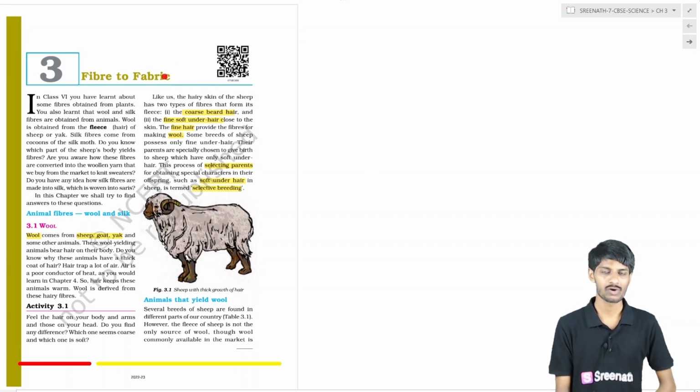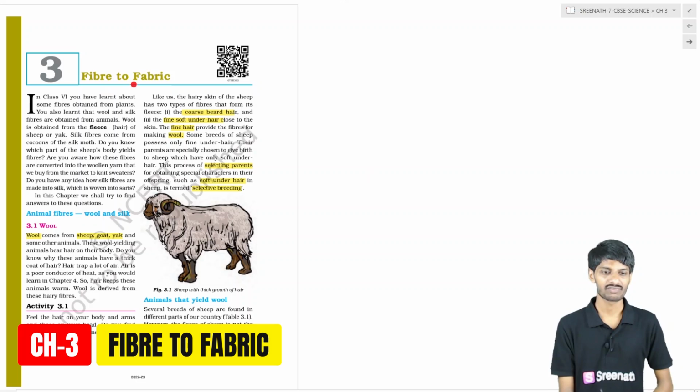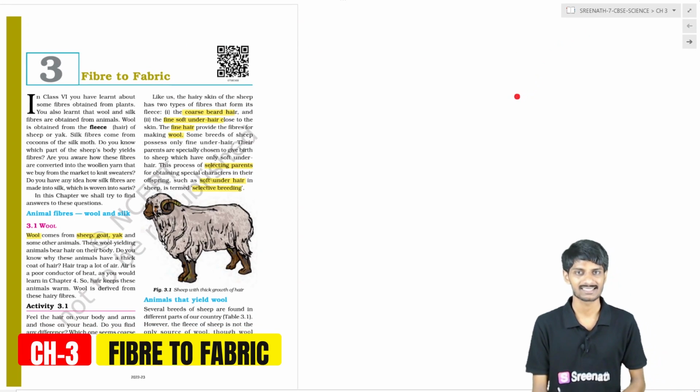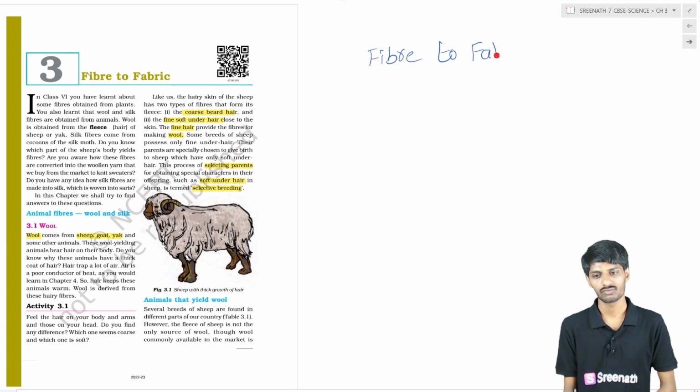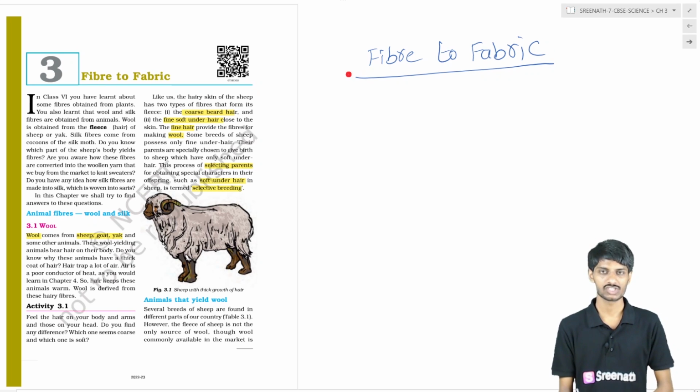In this video, we are going to discuss the third chapter, which is Fibre to Fabric, from the CBSE 7th class science textbook. So, what is the chapter, students? That is Fibre to Fabric. So, this is our present chapter.